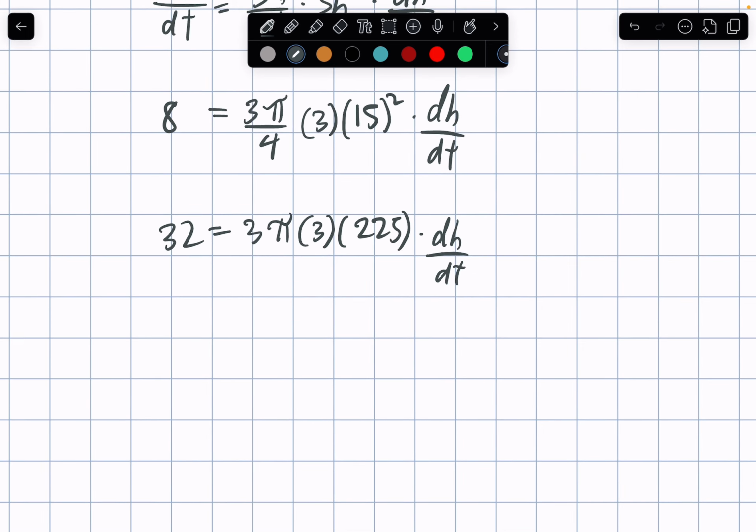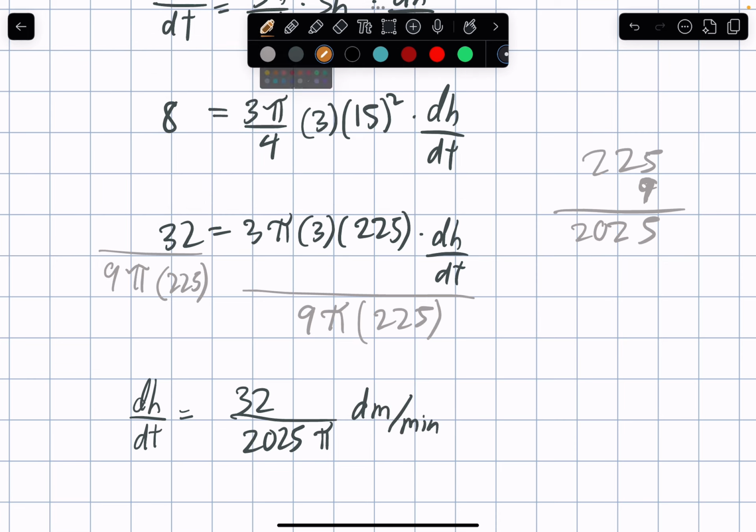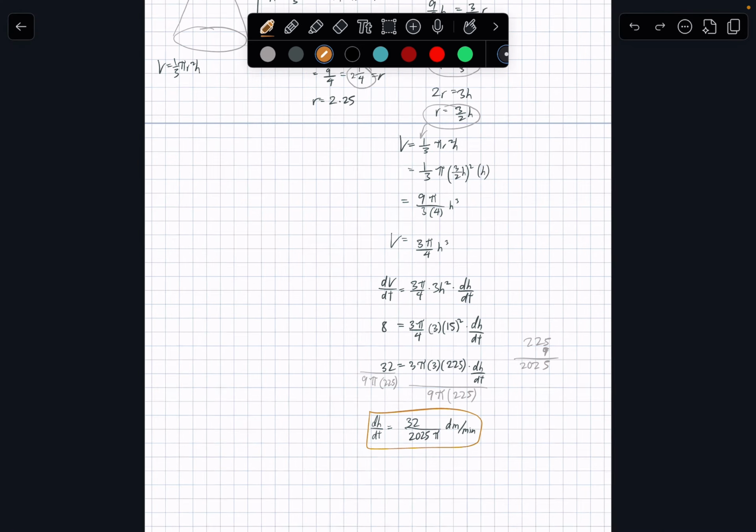Okay. Next is 25 times 9. 2025. So that's the answer already. dm per minute. dh over dt again means it is the rate at which the altitude is increasing when the altitude is 1.5 meters. So height, altitude.